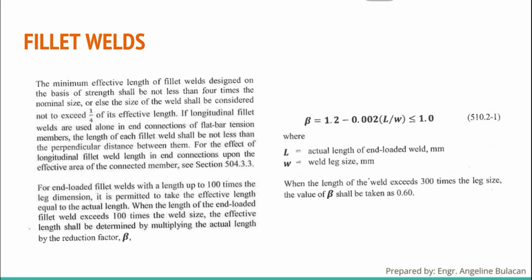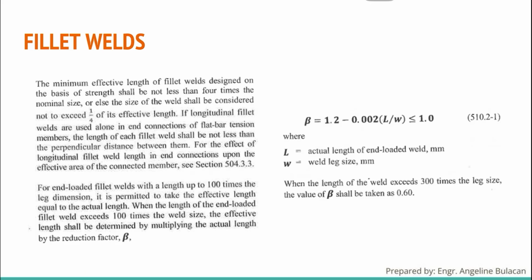So this excerpt explains design requirements for fillet welds. So yung minimum effective length must be at least 4 times the weld size. Otherwise, the weld size is reduced to 1/4 of its effective length. For longitudinal fillet welds naman, for tension members with end connections, each fillet weld must have a length at least equal to the spacing between them.